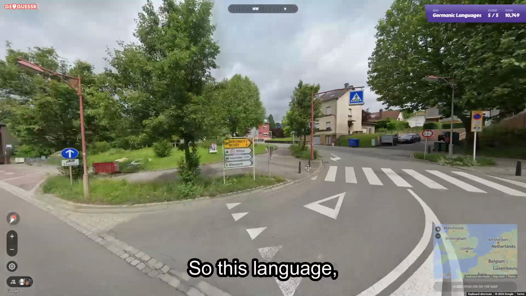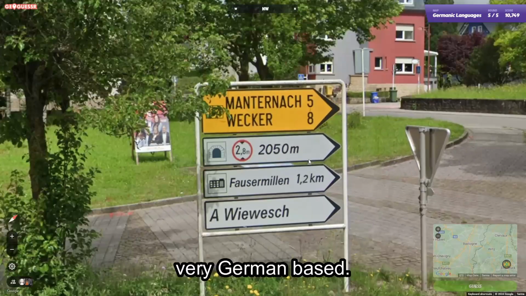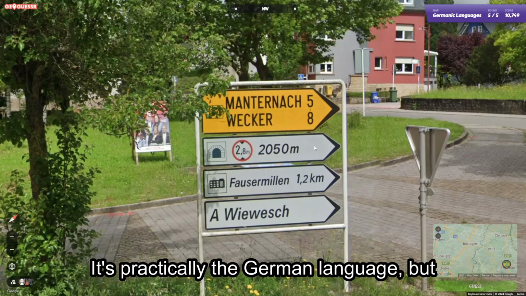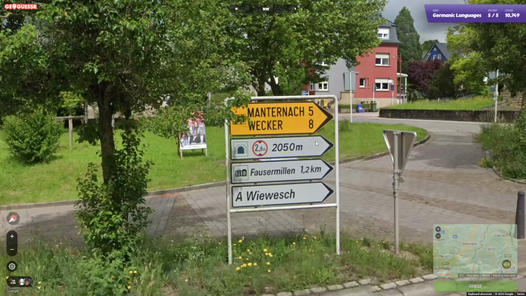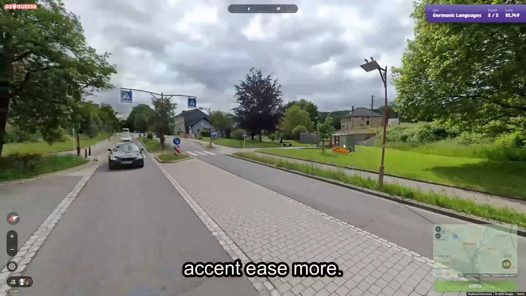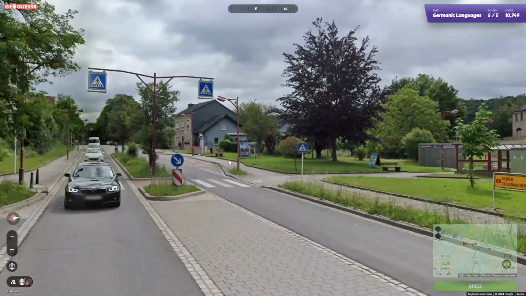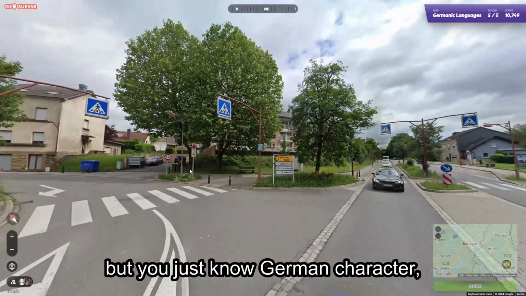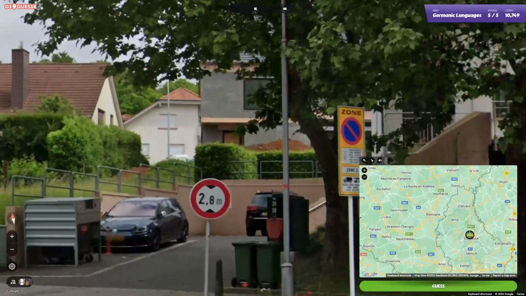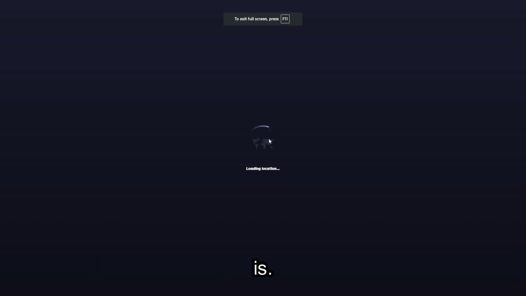So this language, Luxembourgish, is very German based. It's practically the German language, but without that special character. And you have more accents. I can't find one here, but yeah. It looks very German, but you just know there's no German character. So, Luxembourg. Next we're moving to the Romance languages.